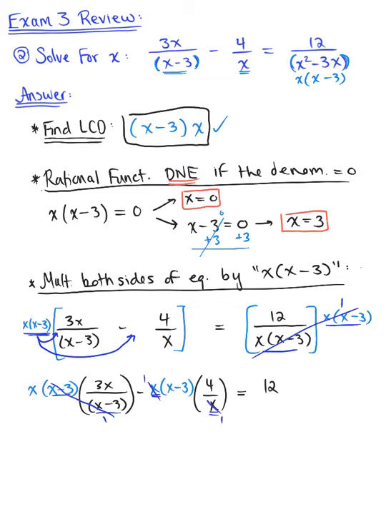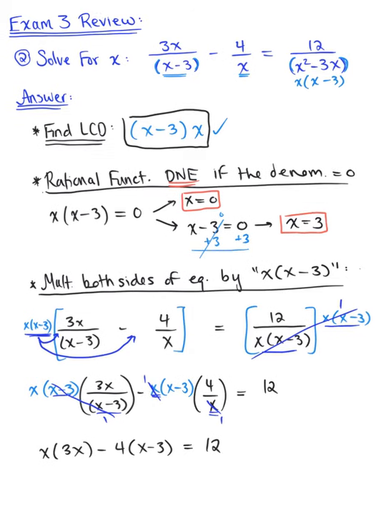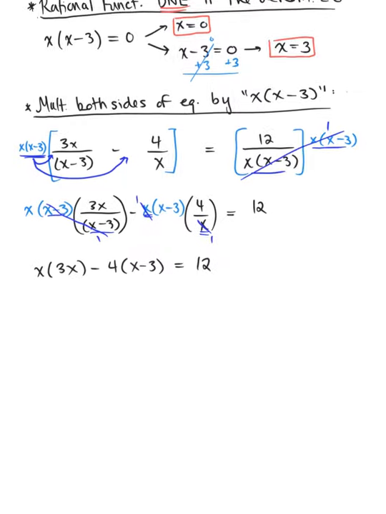And so this leaves us with x times 3x minus, I'm going to write this as 4 times x minus 3, is equal to 12. And so now we can start simplifying. Now we have what looks like a linear expression here.